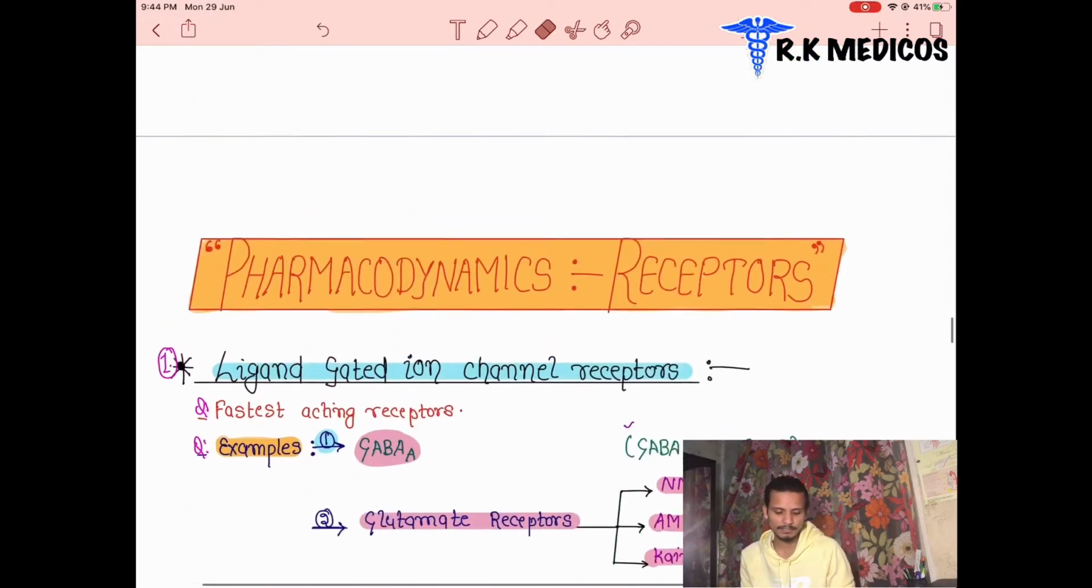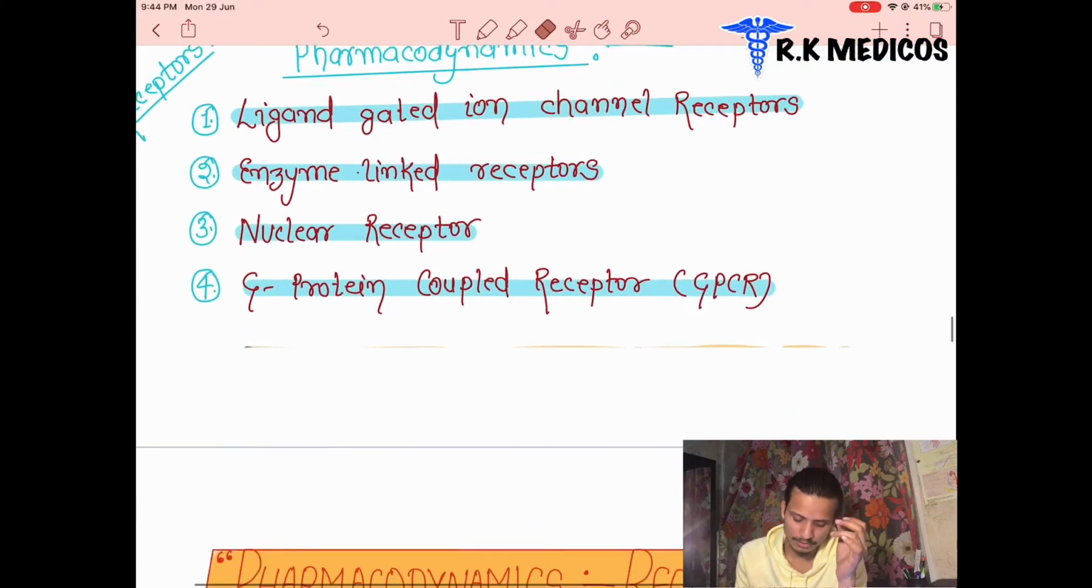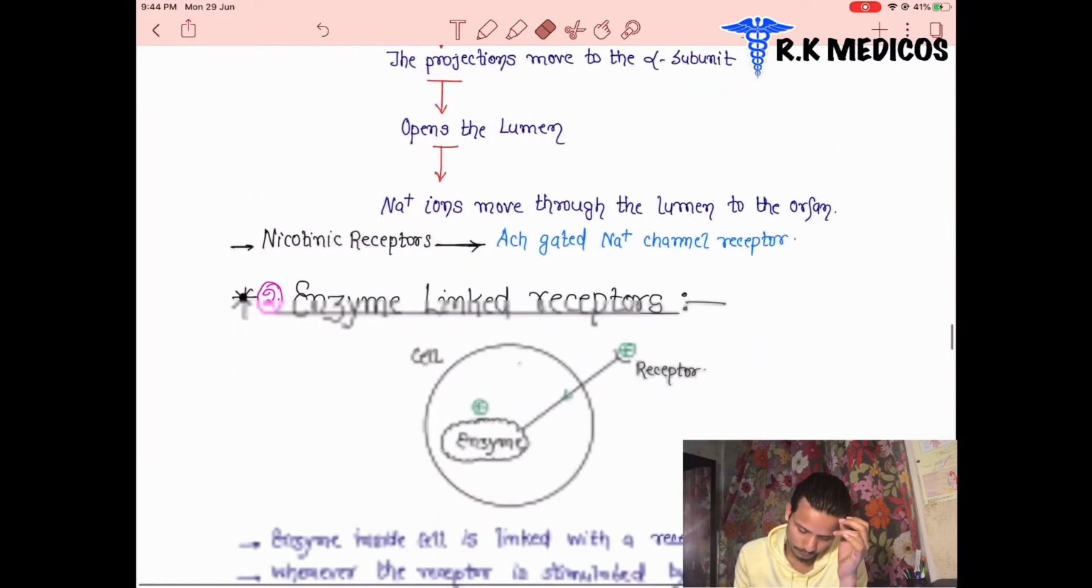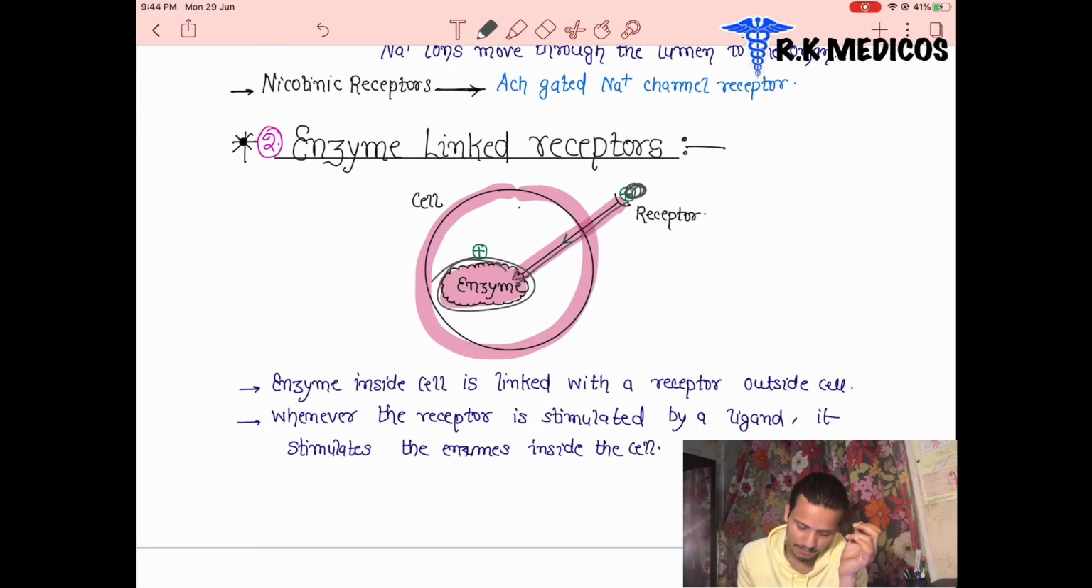Next, the second part we can see here: enzyme linked receptors. They are linked with enzymes. What happened inside the cell? As we discussed previously, this is the cell. Inside the cell, an enzyme is present, and this is linked with the receptors. Suppose something is binding here, and after that these are activating what? These enzymes inside the cell. Enzymes are linked inside the cell with the receptors outside the cell.